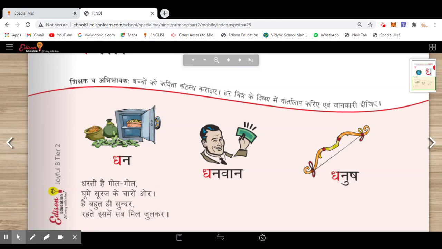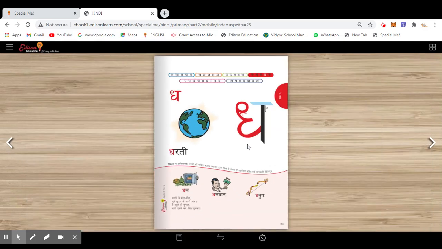Now let's recite the rhyme. धरती है गोल गोल, घूमे सूरज के चारों ओर, है बहुत ही सुंदर, रहते इसमें सब मिलजुल कर. Okay students, so you have to revise Vyanjan dha, its vocabulary words and its rhyme as well. Now come to the next page.